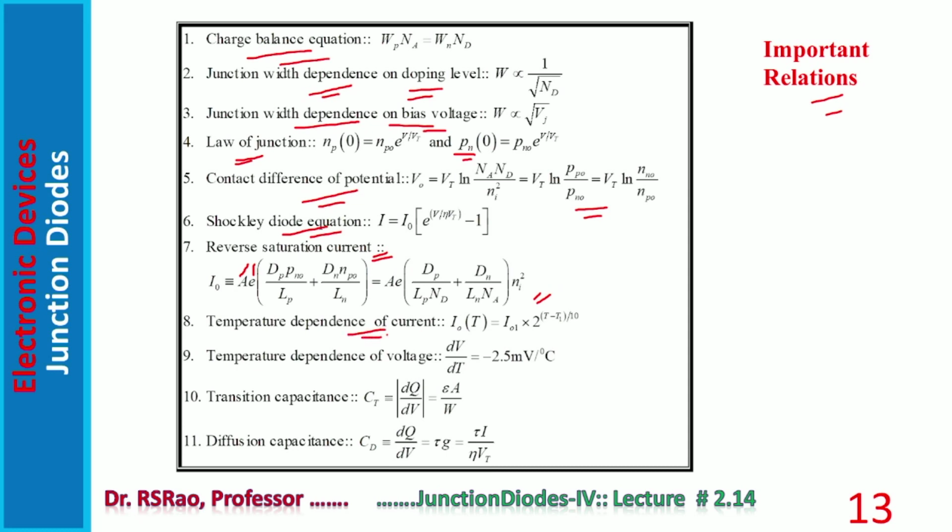Temperature dependence of diode current is given by one equation: I_0 of T is equal to I_01 into 2 power (T minus T_1) by 10. Temperature dependence of voltage is given by dV by dT equal to minus 2.5 millivolts per degree centigrade. Transition capacitance C_T is the modulus of dq by dV. It is epsilon A by W when the diode is heavily biased on one side. For the same case, diffusion capacitance is tau G, equal to tau I by eta V_T. By definition, of course, C_D is equal to dq by dV.